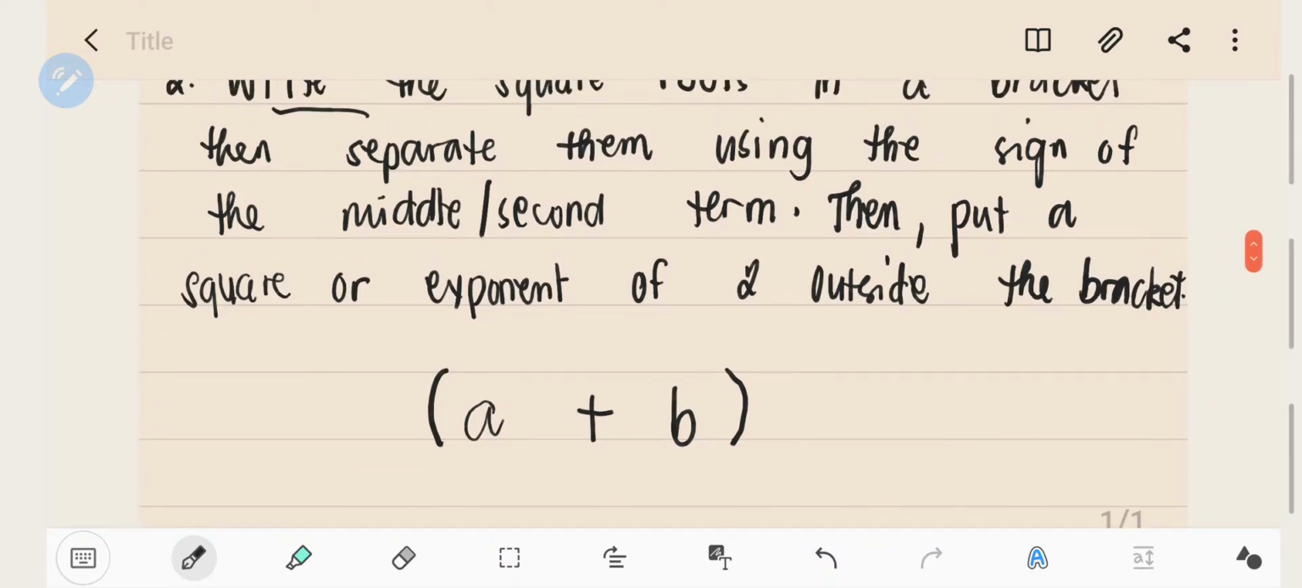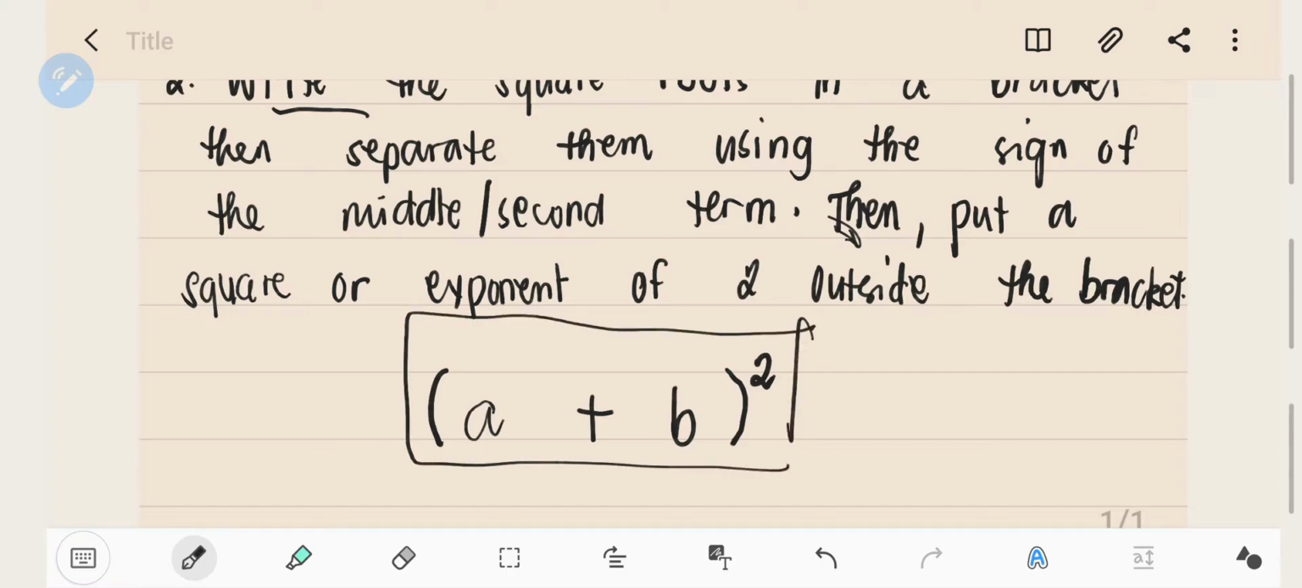And then, put a square or exponent of 2 outside the bracket. So, exponent of 2 outside the bracket. And then, this is your answer. Diba? Madali lang. So, a plus b squared. So, paano natin malalaman? Ito lang yung challenge natin.